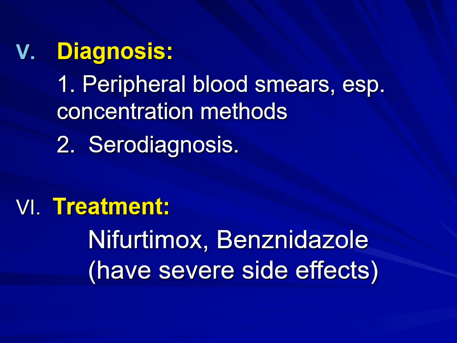Diagnosis: peripheral blood smear, especially concentration methods. Why? Because you have got to concentrate the blood to catch the parasite, usually. Serodiagnosis can be very helpful by looking for different kinds of antibodies, IgG and IgM, and by different techniques, of course, to capture those antibodies.